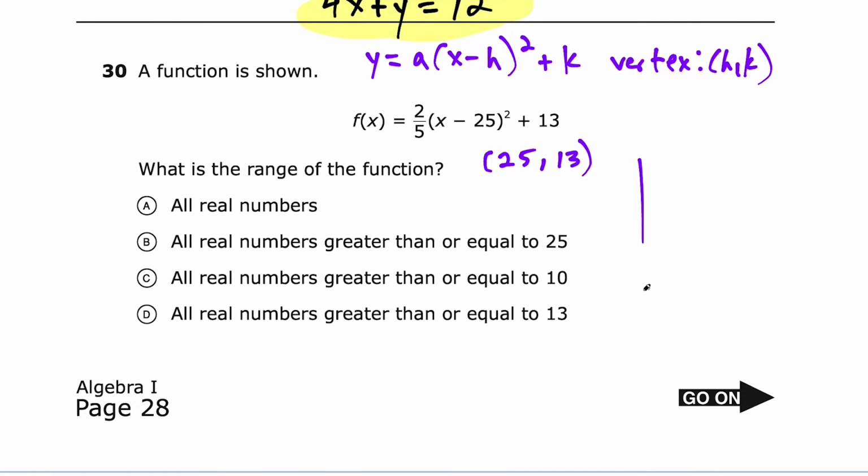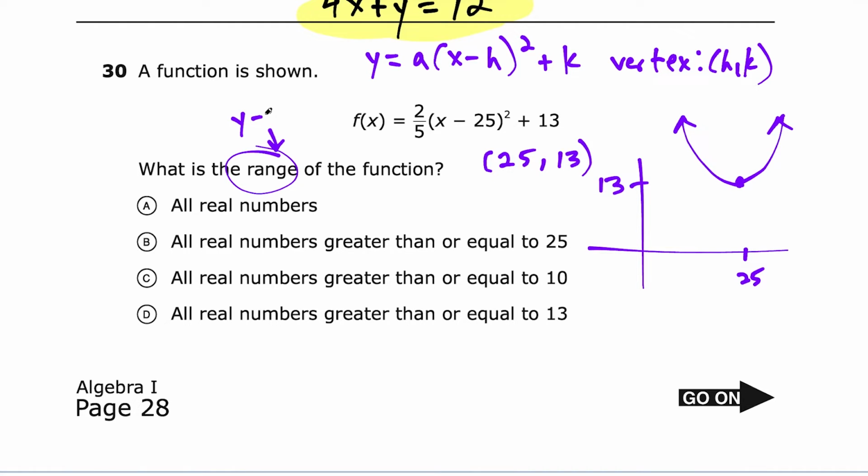So if I were to produce a sketch of this without a calculator, I'm just going to draw something here, not necessarily drawn to scale, but I'm going out 25 and I'm going up 13. And this parabola, the coefficient a is positive, so this is a smiling parabola that opens upwards. So if I'm looking for the range of the function, this is the set of all possible y values. And I just look for what is the minimum or maximum y value. Well, in this case, we have a positive coefficient in front of our x squared. So we have a U-shaped parabola.